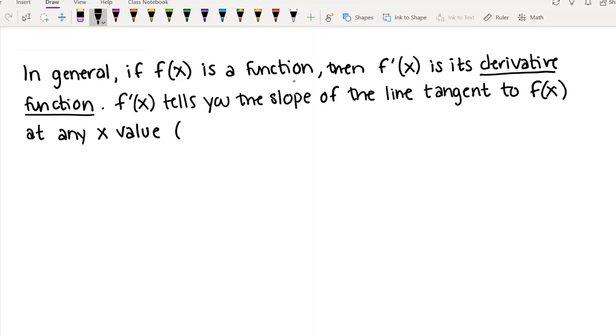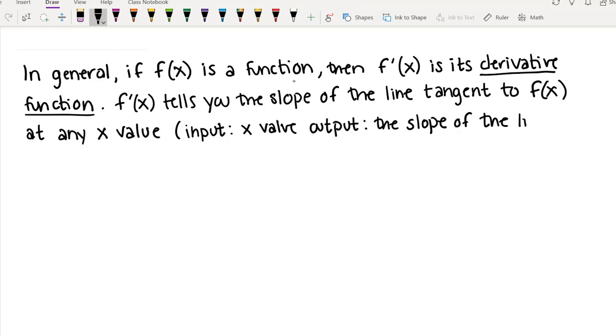And maybe let me write down something else just to make that really explicit. When you're working with f prime of x, your inputs are just going to be an x value. And the output, or the y value of your derivative function, the numbers that are coming out when you plug in an x, those outputs are going to be the slope of the line tangent to your original function f of x at whatever x value you're plugging in.